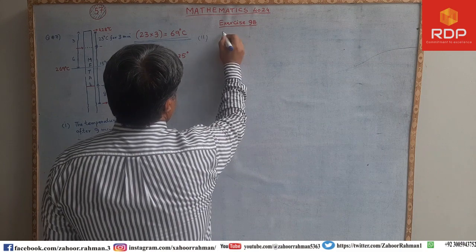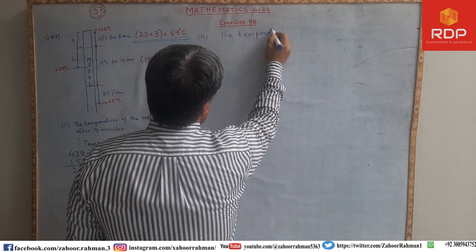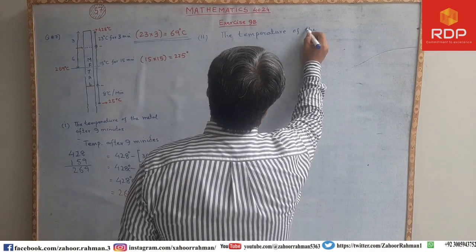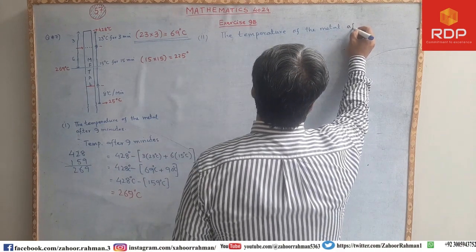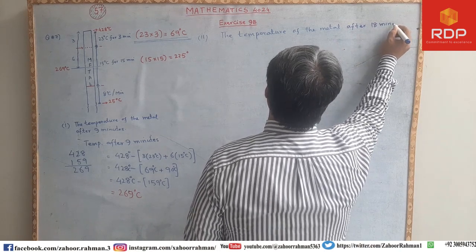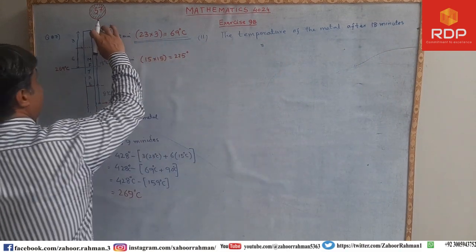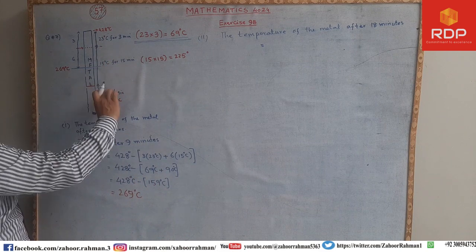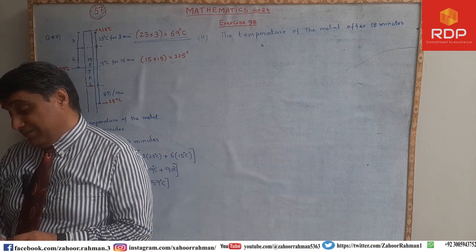The temperature of the metal after 18 minutes. Why 18 minutes? Because that data is given to us. 3 is this and 15 is this, 3 plus 15, 18. Till here we can find, the time is given, but here the time is not known. We have to find that.